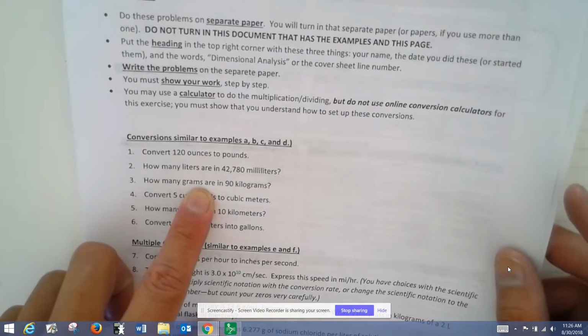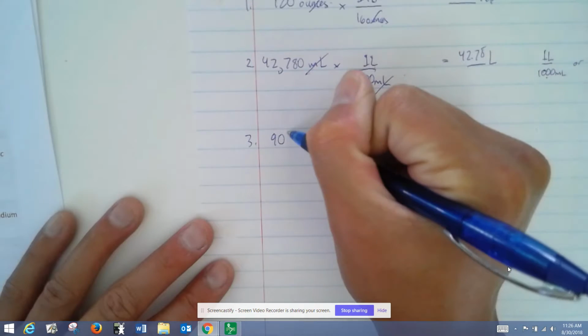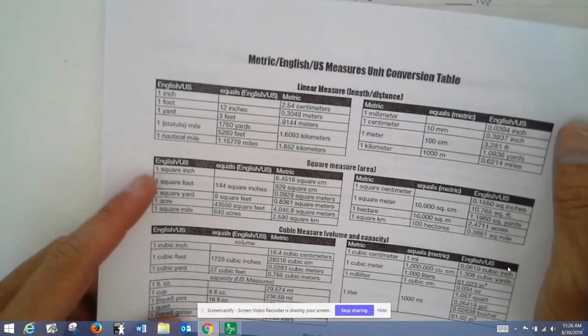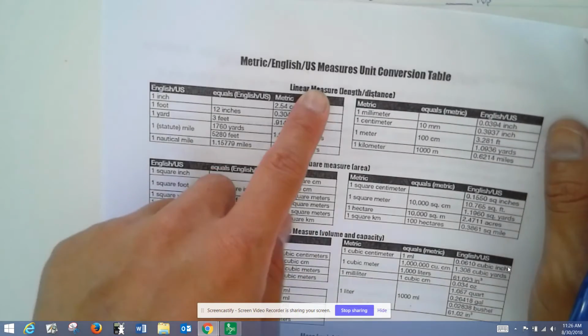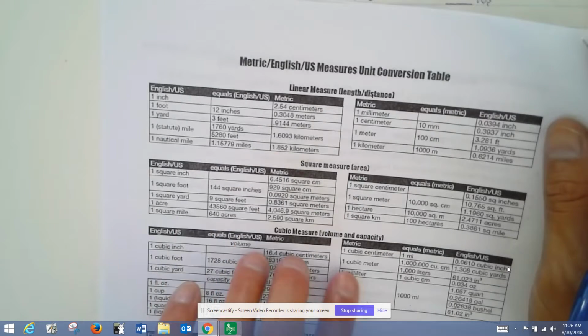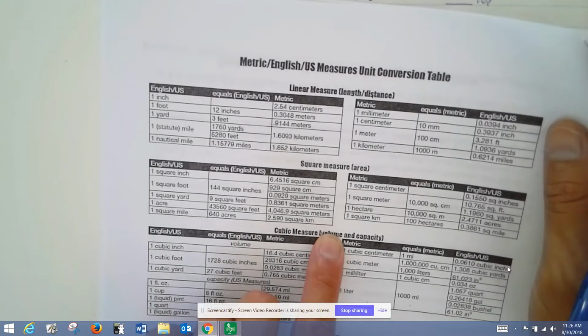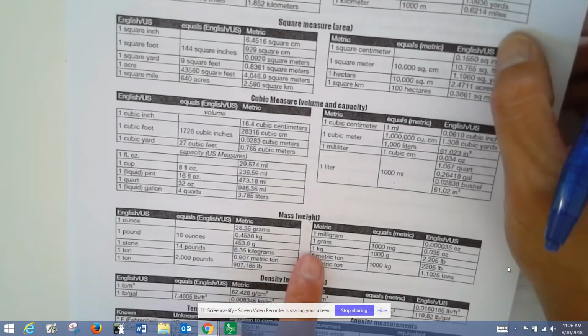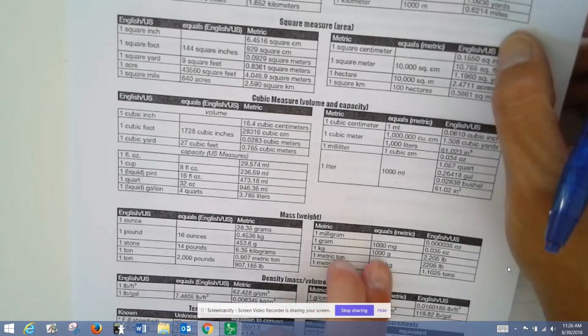Okay. How many grams are in 90 kilograms? So we have 90 kilograms. That's the only number that we do know. We don't have grams, so let's figure out what conversion unit we're going to use. So let's go back here. That's a mass, so probably not length, not area. These are area. These are volume. Okay, so that's not it. It's going to be mass. So let's look at grams and kilograms. Oh, there it is. I see kg and g right here.